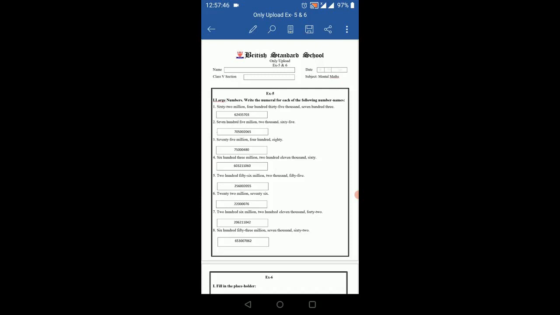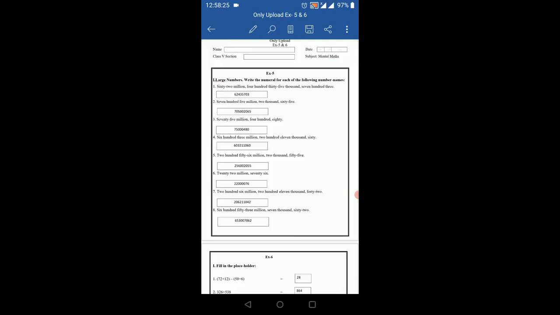75,480,000. So first two digits will be 75, then there is no thousands, so three zeros, then 480. Next, 603,211,060. So it will be 603, then 211,000, so 211, and 060. Then 256,002,055. So first three digits will be 256, then 2000, that's 002, and 55, no 100, that's why it will be 055.